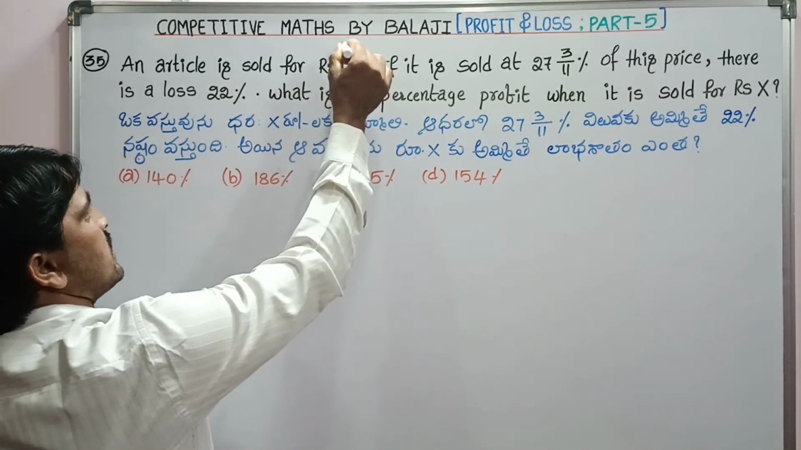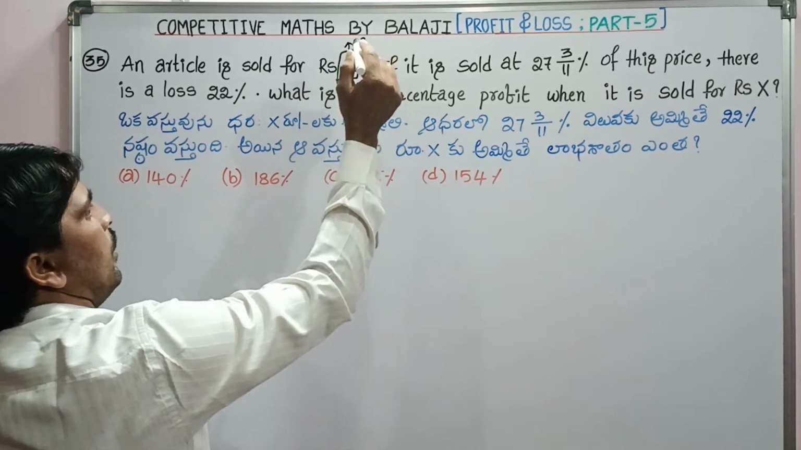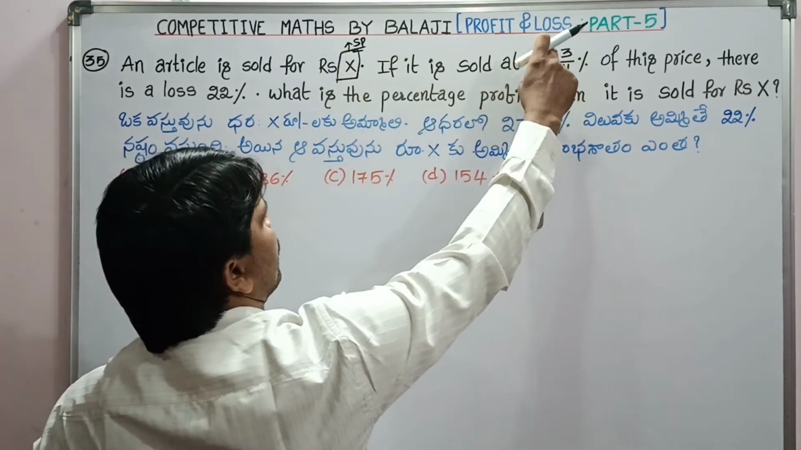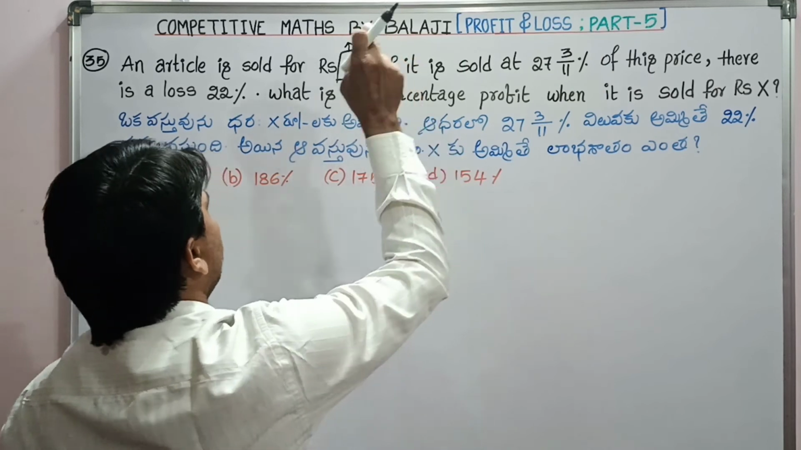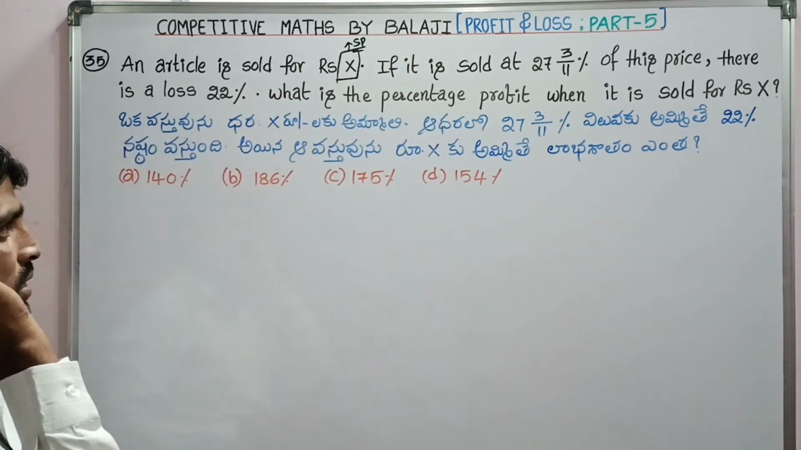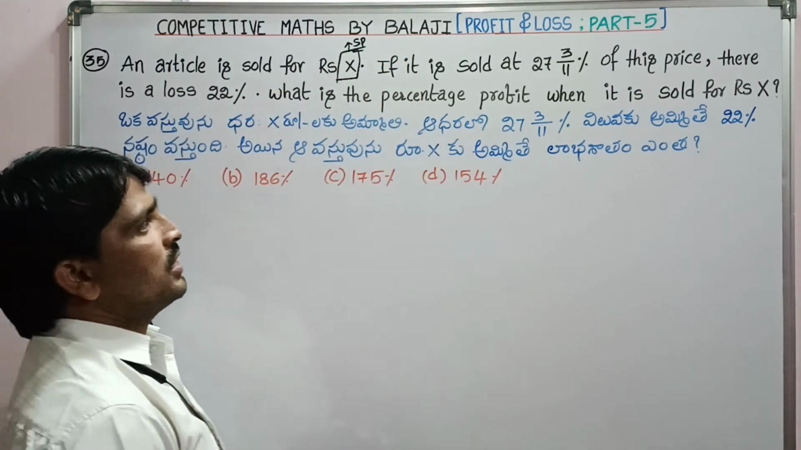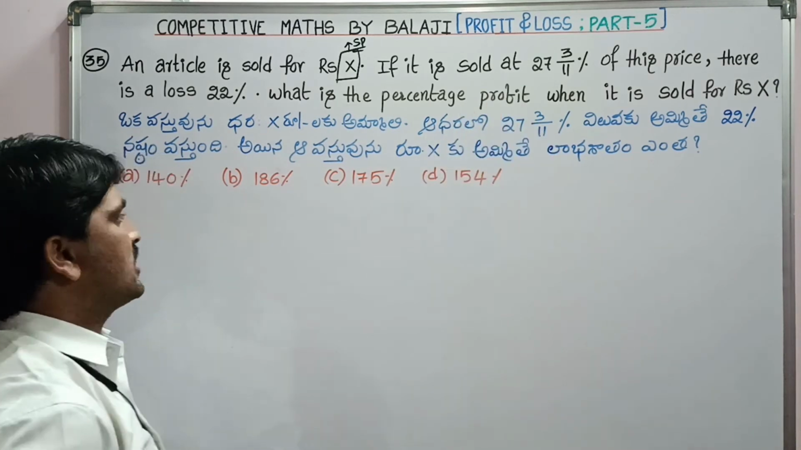Clearly, rupees X is its selling price. When it is sold at 27 whole 3 by 11% of SP, there is a loss of 22%. We have to find the percentage profit when it is sold for rupees X.